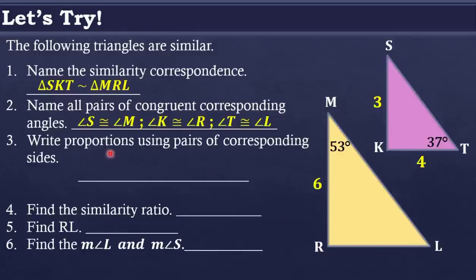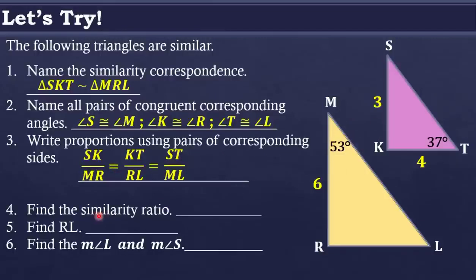Next, write proportions using pairs of corresponding sides. So, ano po yung proportion natin dito? So, yung proportion natin dito ay kung ano po yung corresponding sides nila. So, we have this side SK is proportional to side MR. So, we have SK over MR is equivalent to KT to RL. And then, ST to ML. So, these are the set of proportions or the pairs of corresponding sides of your similar triangles.